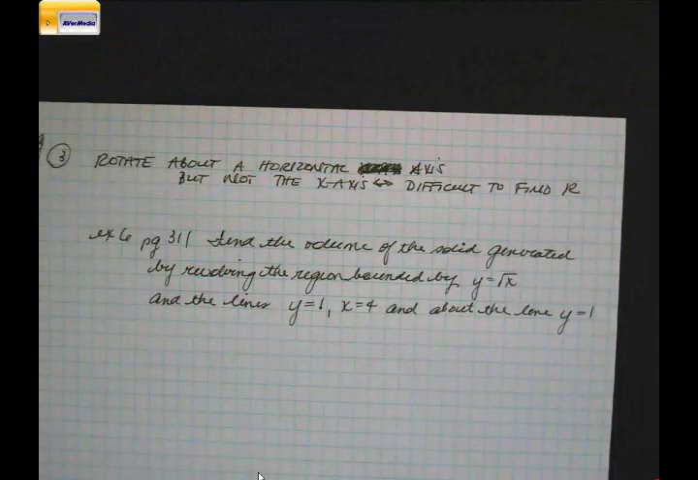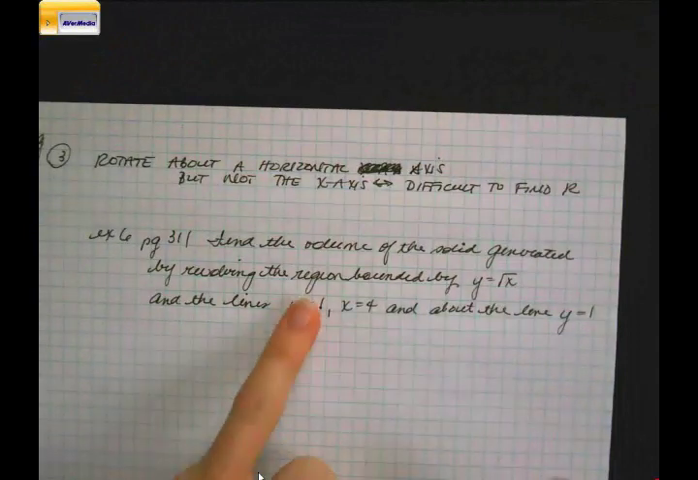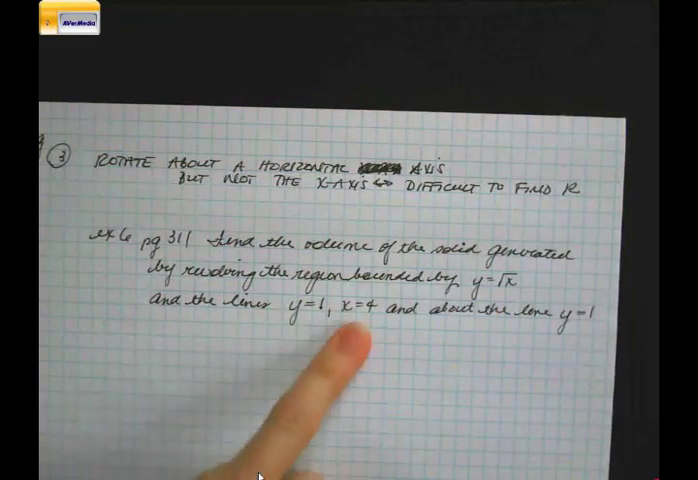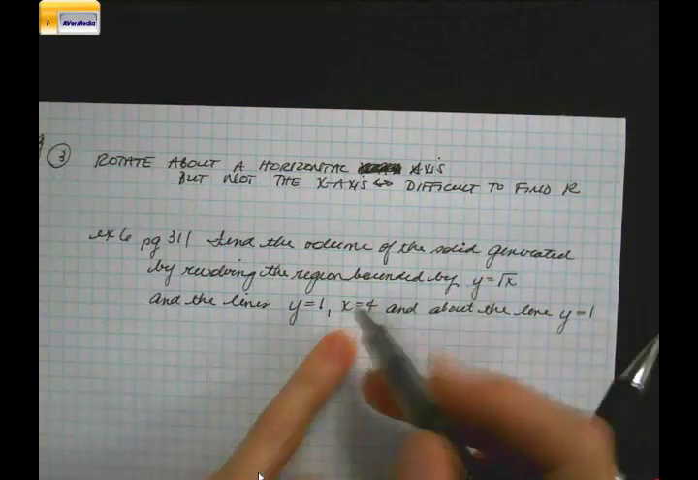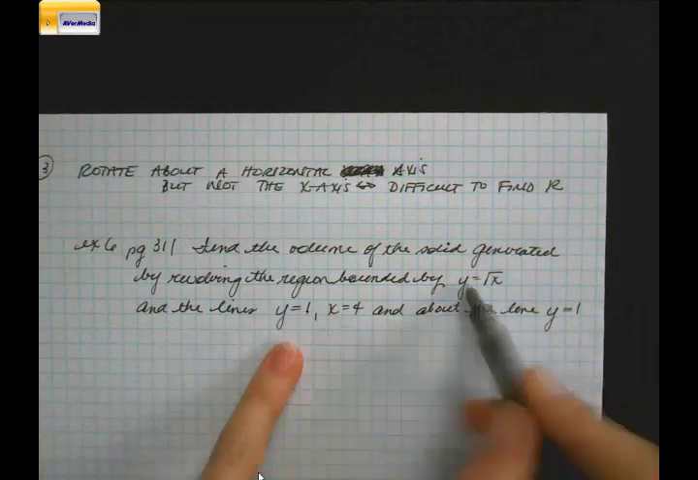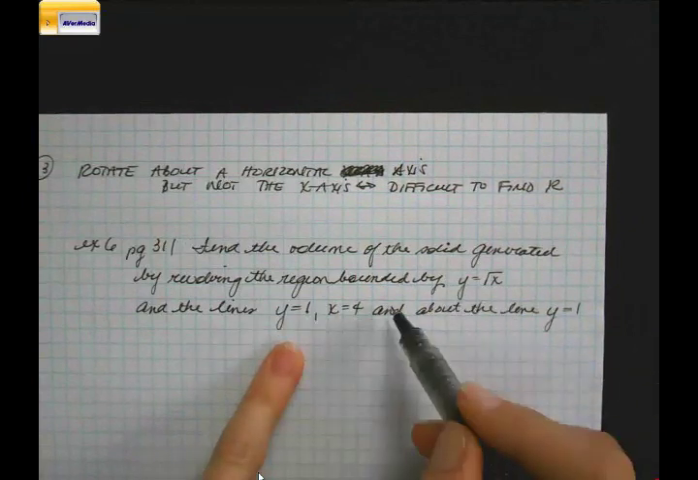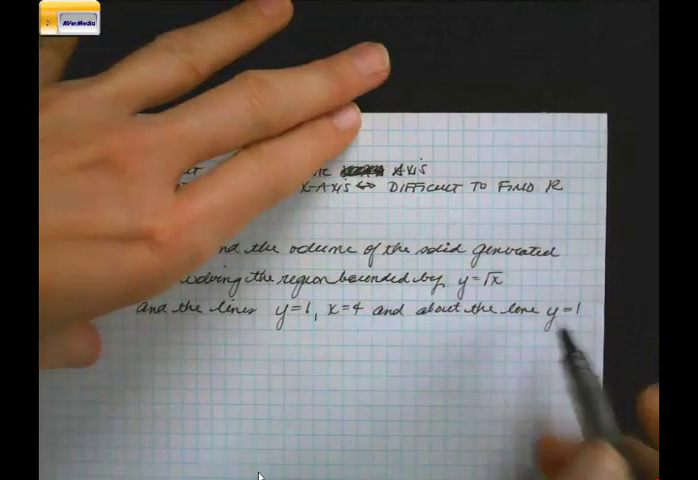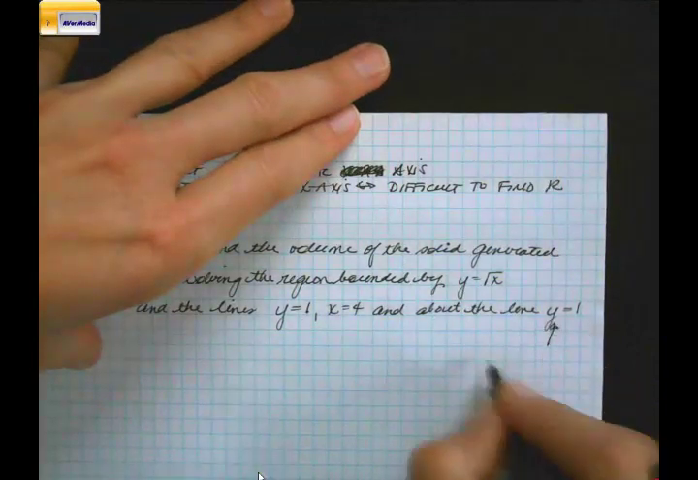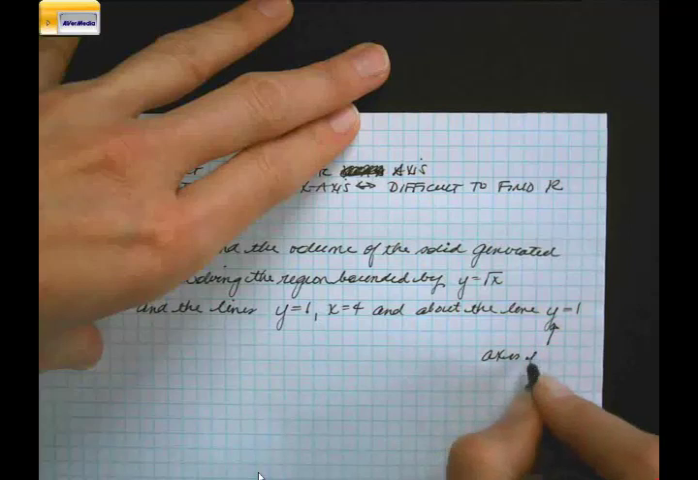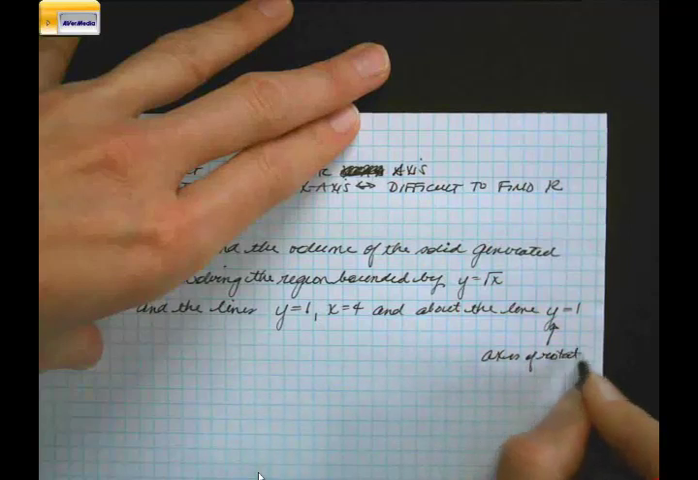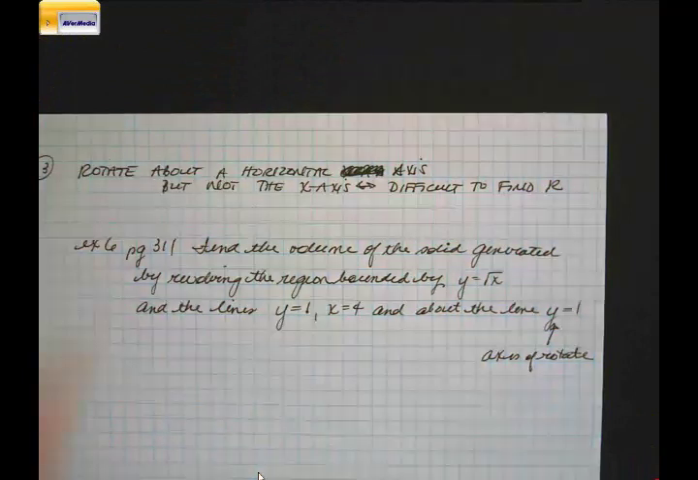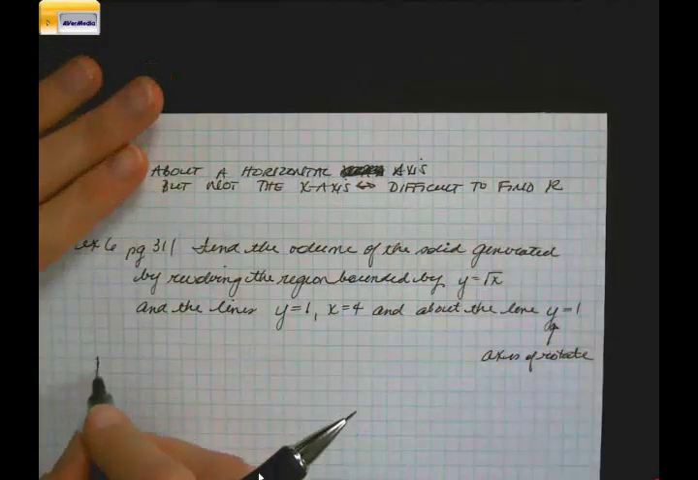Okay, so what this is saying is your region is created by the lines y equaling square root of x, y equaling 1, and x equaling 4. So you're going to create the region with these three pieces of information. Once you've created this region, then you're going to spin it around y equaling 1. So this is the axis of rotation. So let's see if we can figure this out.